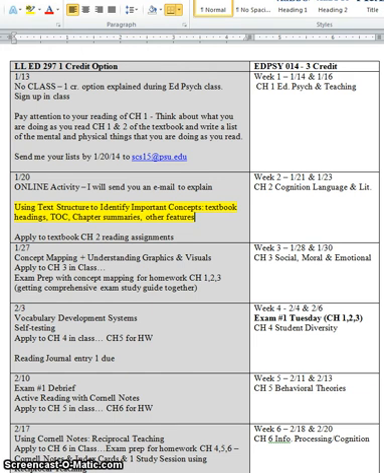So this was the copy of the kind of schedule that we're going to be following. And the work we're doing is on the left side. And if you look at the highlighted portion, the topic that we're looking at today is using text structure to identify important concepts, textbook headings, table of contents, chapter summaries, and other features.